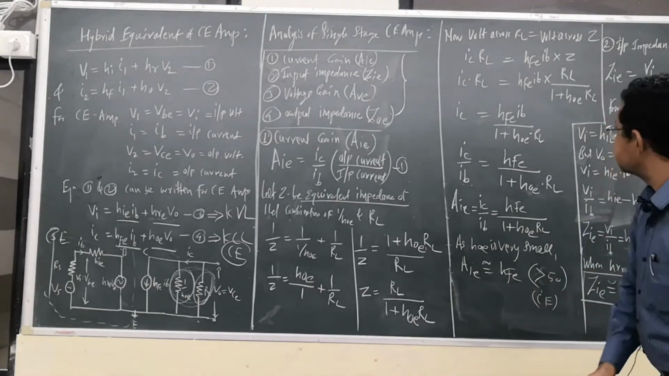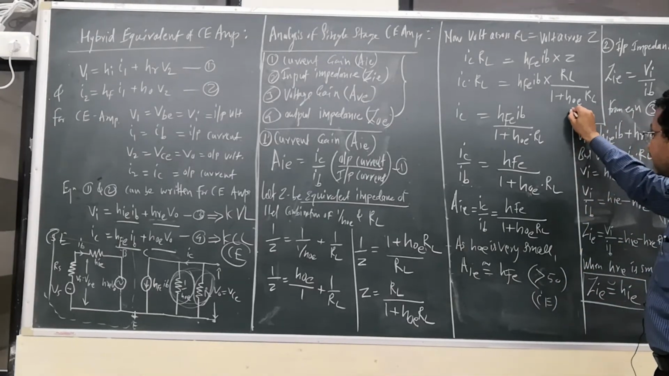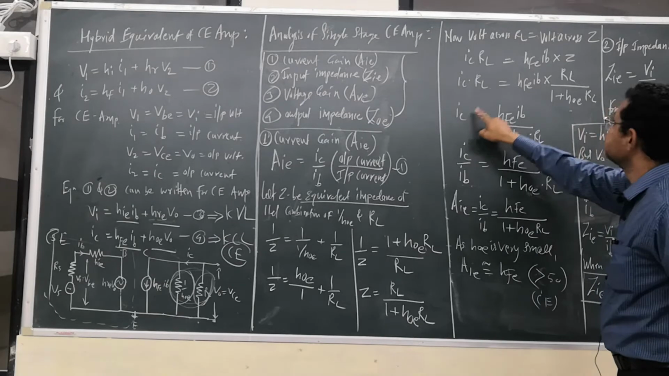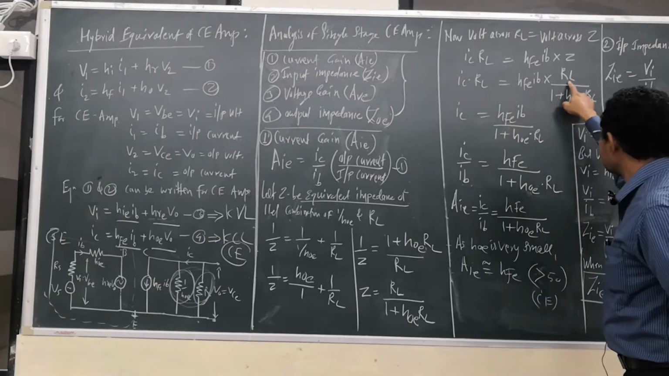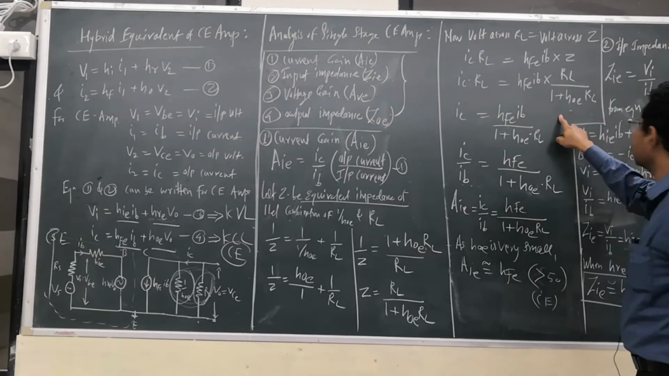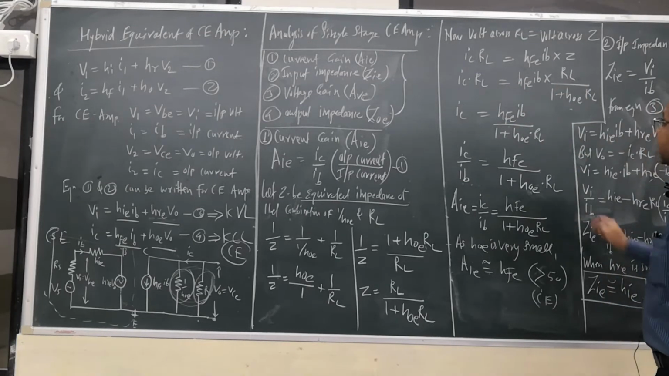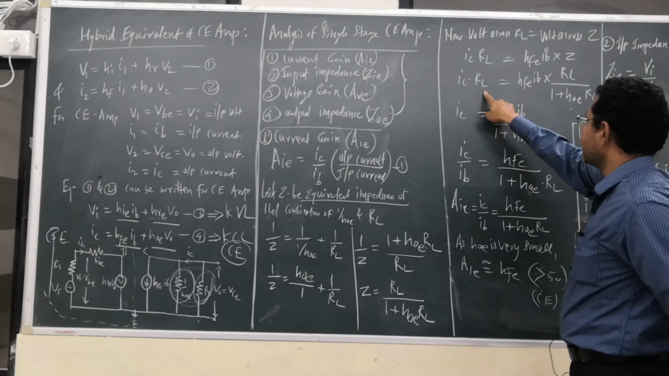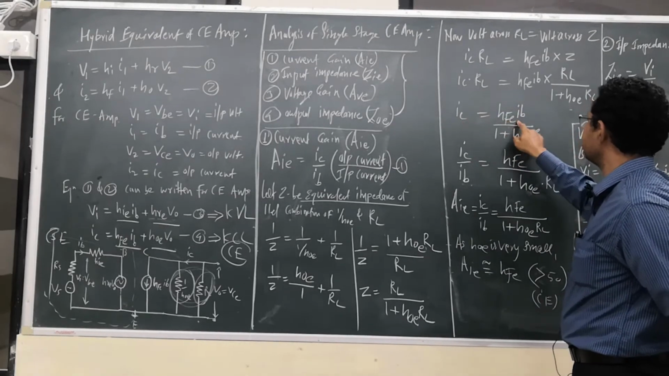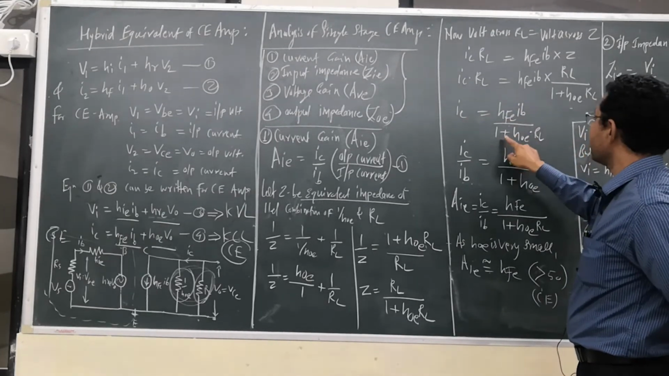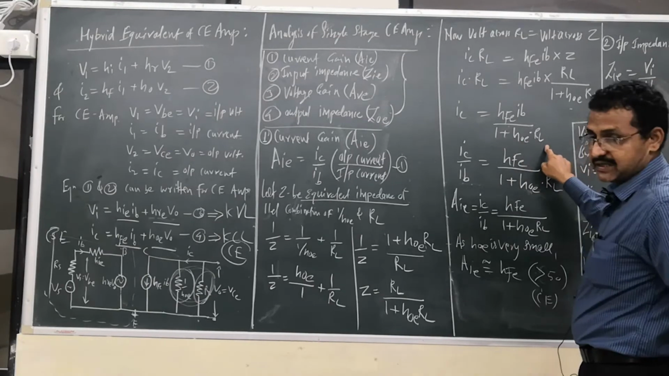So when we solve this, we will observe here this IC into RL here is also RL, so on both sides there is RL, so we can cancel RL from both sides. When we cancel RL from both sides, IC is equal to HFE into IB divided by 1 plus HOE into RL.